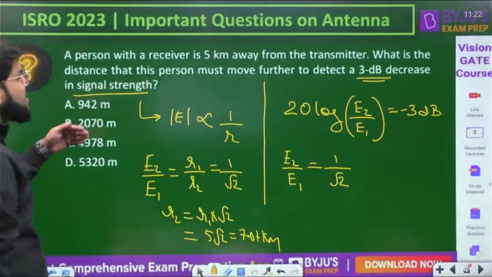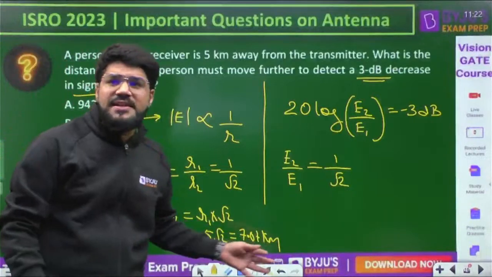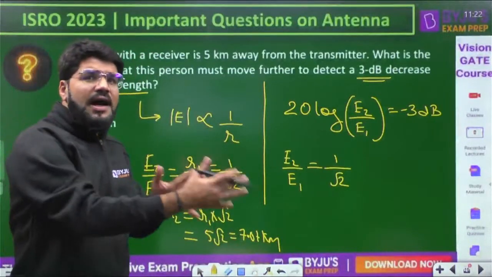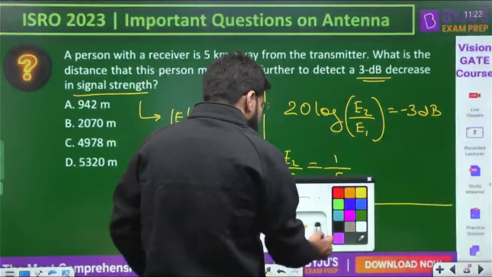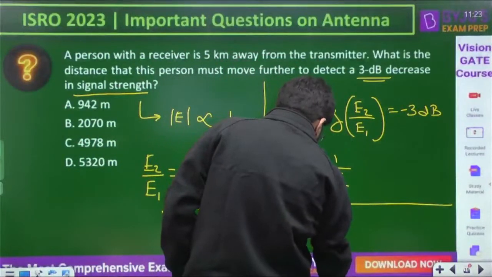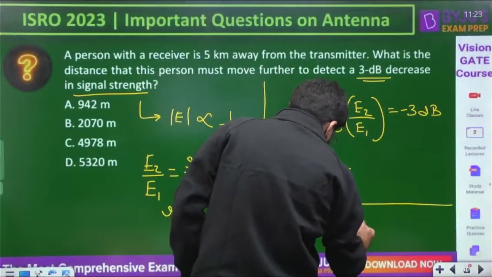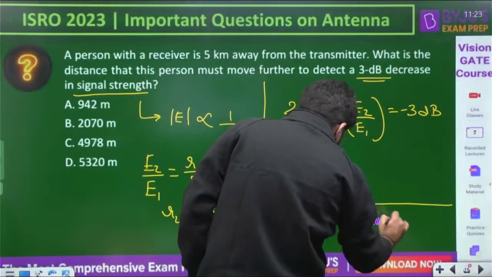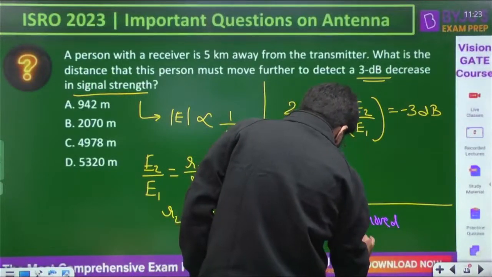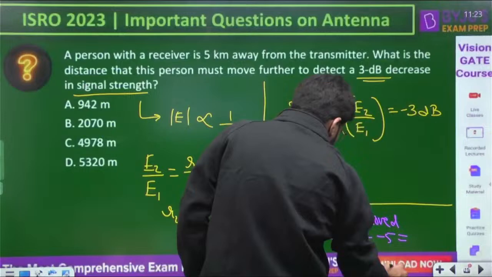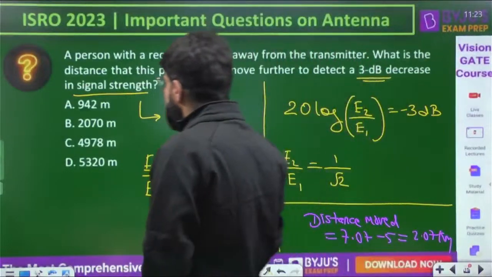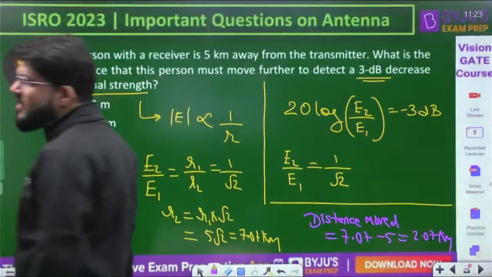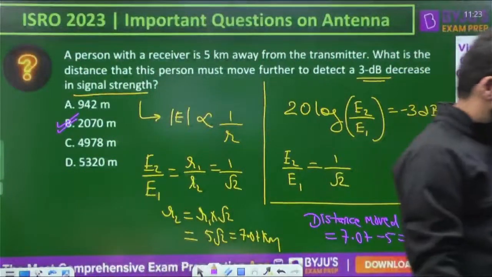Now what distance must he move? R2 is the second distance. Initially he is at 5 kilometer. Now he should be at 7.07 kilometer. So what is the distance to be moved? That is 2.07 kilometer, or 2070 meter. Answer is B, 2070 meter. Answer is B.